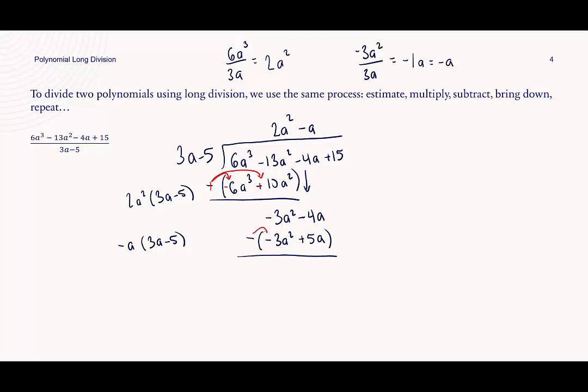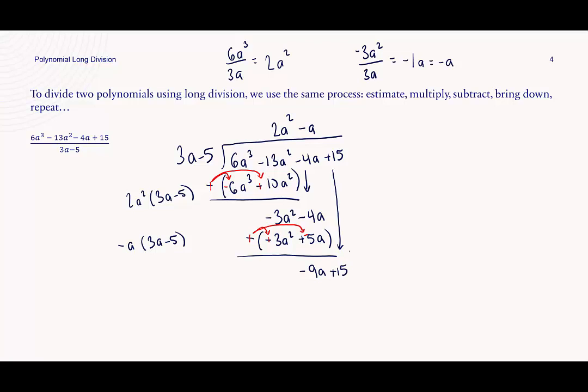So let's distribute the subtraction sign. This becomes a plus. This positive becomes a negative. I fulfilled the subtraction. I can now write it as addition. When I go to combine, negative 3a squared and 3a squared cancel out. Negative 4a and negative 5a make minus 9a. Bring down the last term, plus 15.